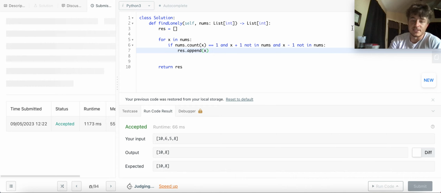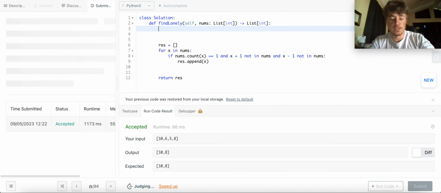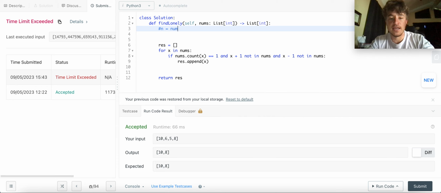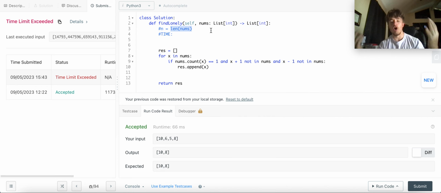The problem with this is that it's going to take n time. If we thought about this in terms of time complexity, let's say for the sake of argument that n equals the length of nums. For time, what's the issue here? Well, we have to look at all n numbers, because n is the length of nums. So we're going to look at all n numbers.